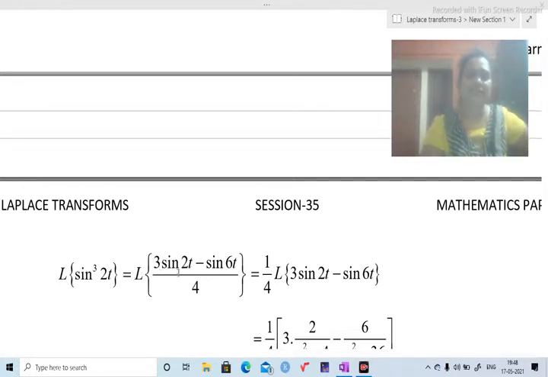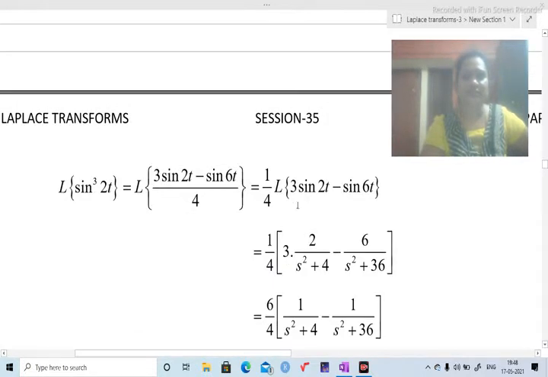L of 3 sin 2t minus sin 6t by 4. Take 1 by 4 outside. Then 1 by 4 into L of 3 times sin 2t minus sin 6t. By using linear property, write down 3 outside. L of sin 2t is 2 by s square plus 4. By using the standard formula, L of sin 6t is 6 by s square plus 36.